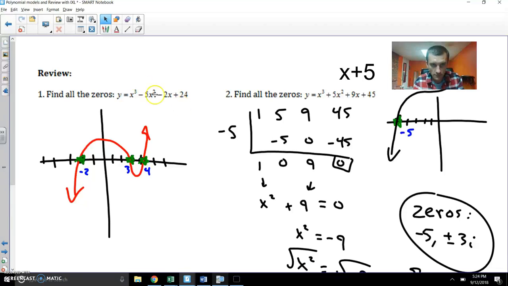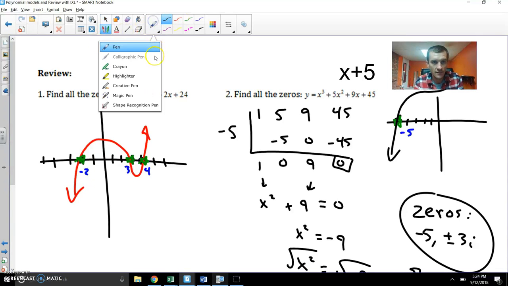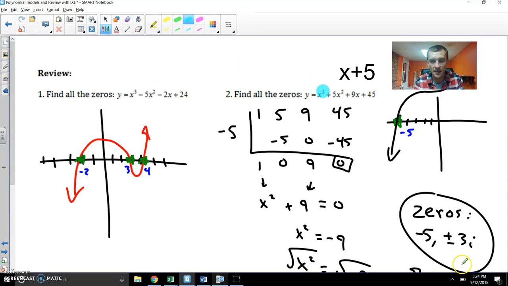Similar to this one, it was x to the third. And so that meant in the end I needed 3 answers. There's 1, and then this one actually counts for 2, 3i, and -3i.